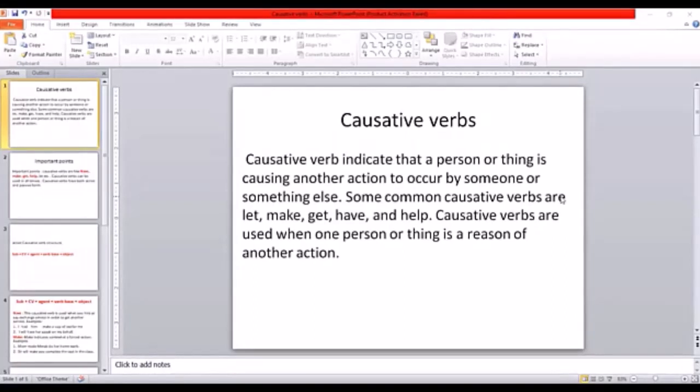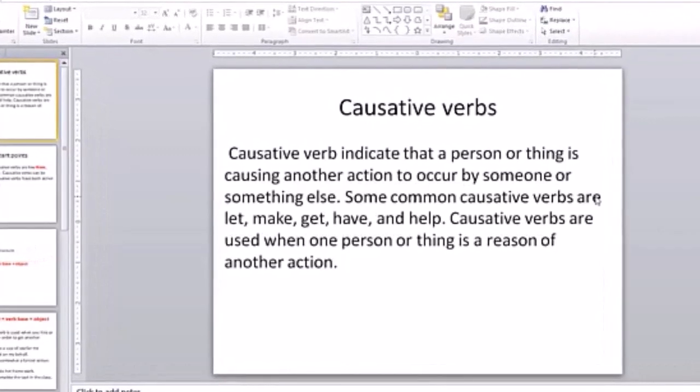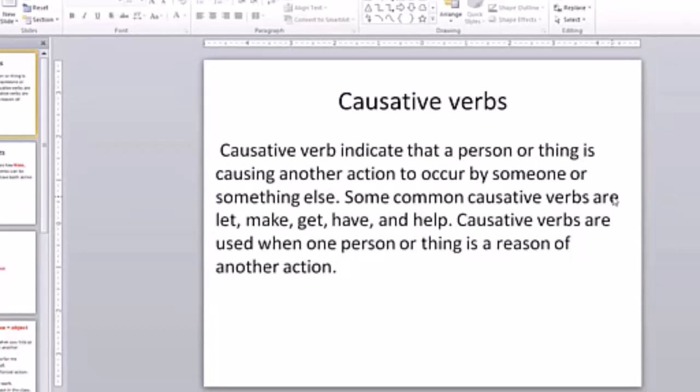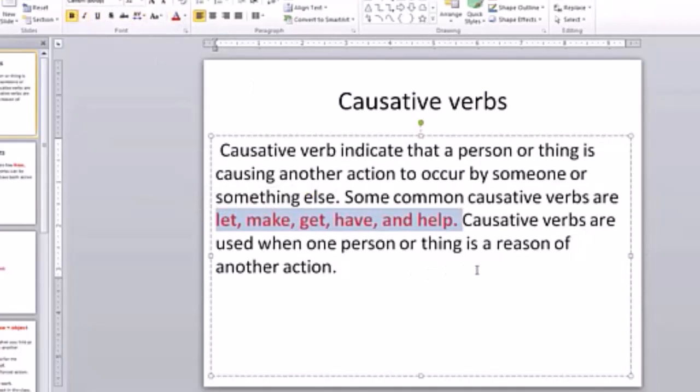Okay, we are going to study causative verbs. A causative verb indicates that a person or thing is causing another action to occur by someone or something else. Some common causative verbs are let, make, get, have, and help. There are more, but they are very commonly used in causative sentences. Causative verbs are used when one person or thing is the reason for another action.